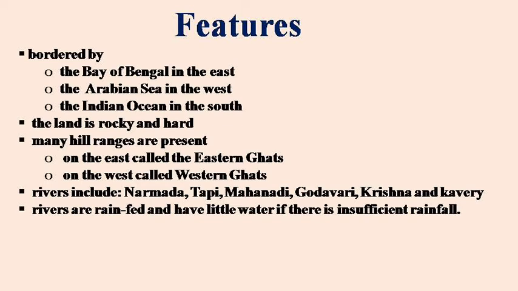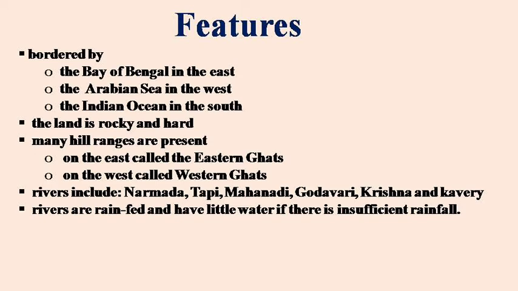The Peninsular Plateau's southwestern region known as Western Ghats and its southeastern region known as Eastern Ghats. These are hill ranges. Western Ghats and Eastern Ghats are hill ranges. Many rivers are also flowing through this region. These rivers are Narmada, Tappi, Mahanadi, Godavari, Krishna, and Kaveri.